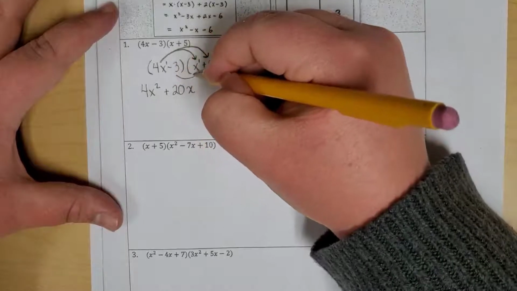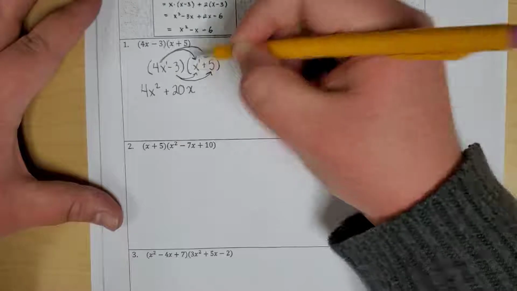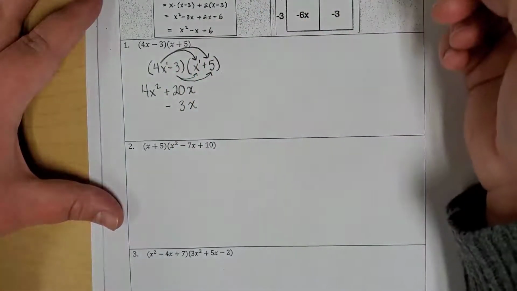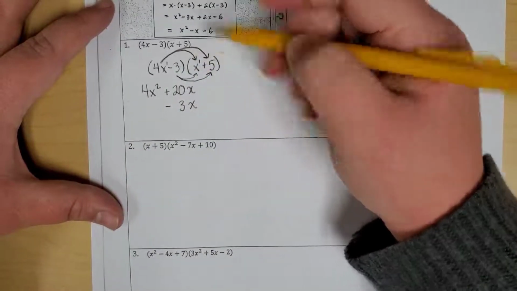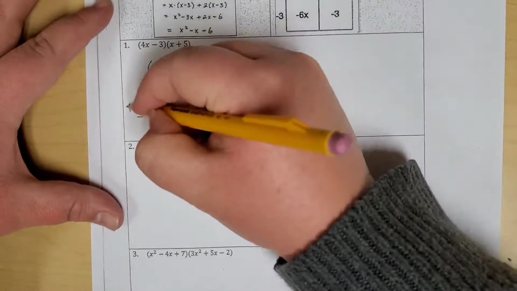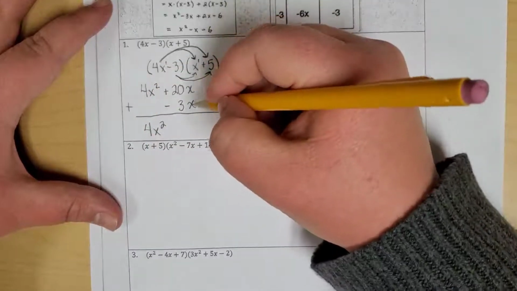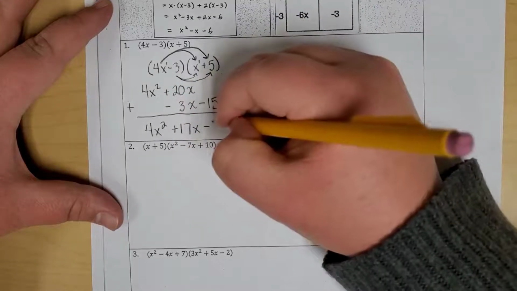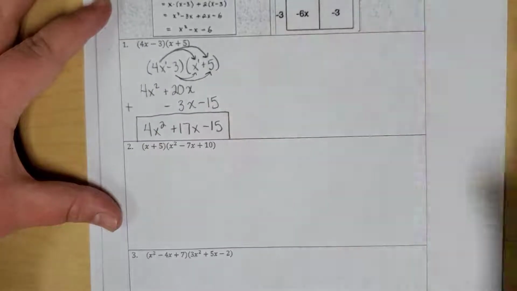Now I need to distribute the negative 3. Negative 3 times x is negative 3x, and I like to stack my problems here so that the like terms are right under one another. So it's going to go right underneath the 20x. And then negative 3 times 5 is negative 15. Because now what I can do is just add them vertically. 4x squared plus nothing is 4x squared. 20x plus negative 3x is 17x. And then nothing plus negative 15 is just negative 15. And that's it. That would be my answer.